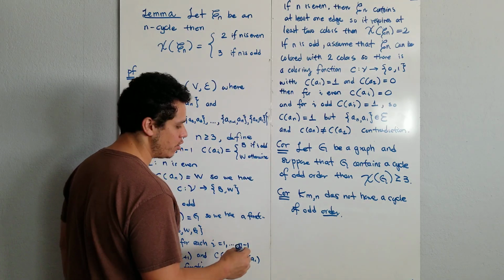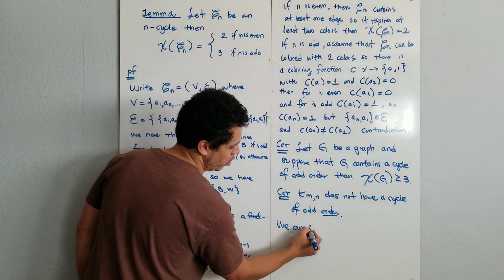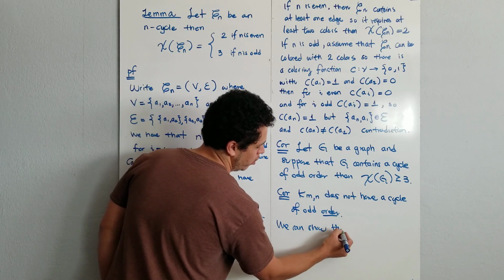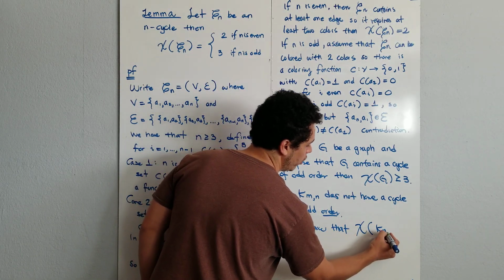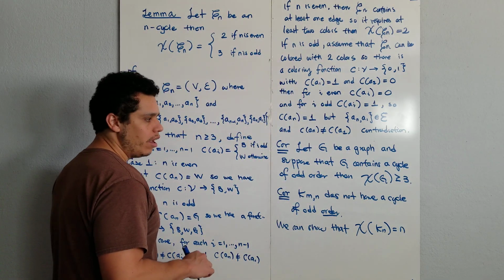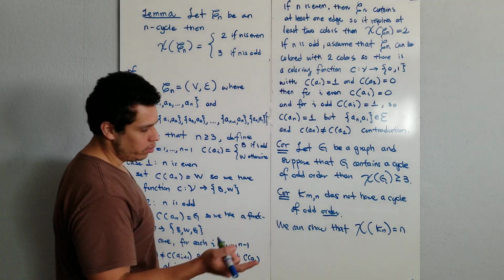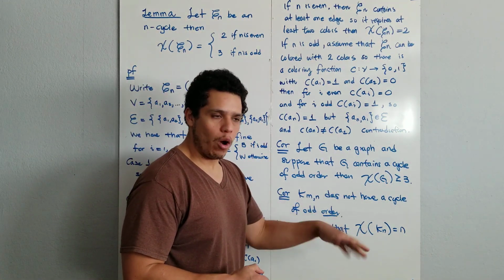Well, another connection, not necessarily directly from here, but that is not so difficult to prove that I leave it as an exercise, is to show that the chromatic number of the complete graph of order n is exactly n. And why is that? Well, certainly if I have n vertices, I can just paint them all with different colors.